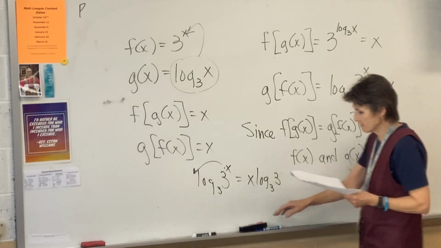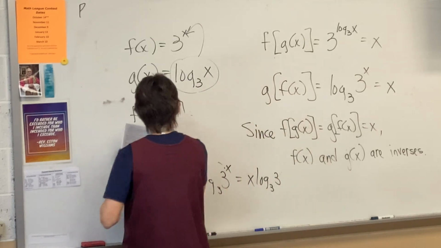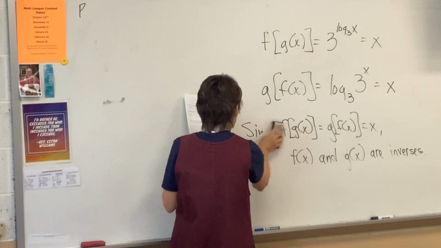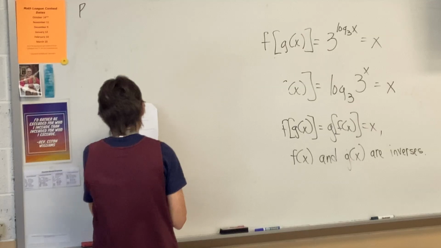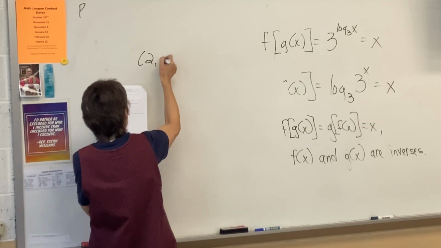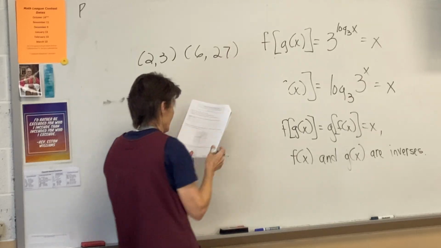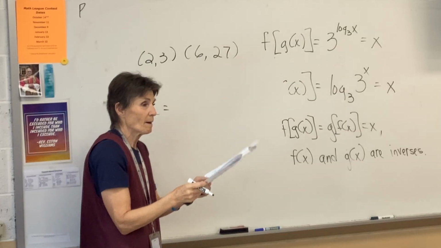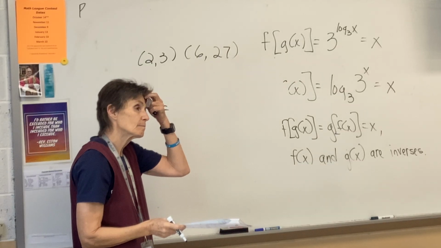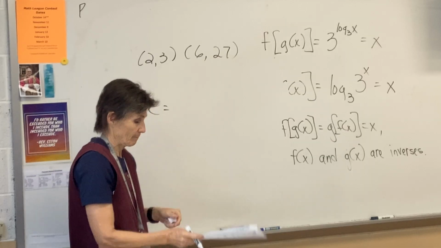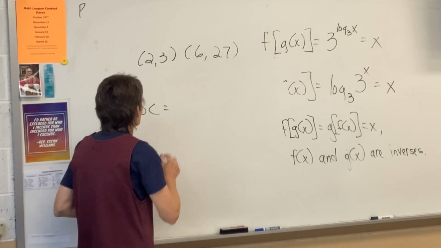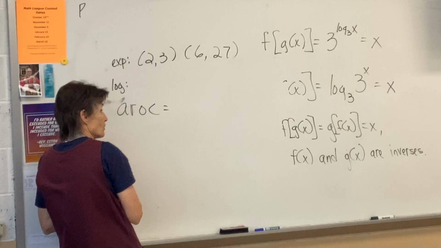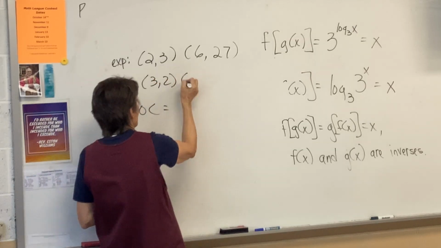All right, and then example 4, Mr. Passwater's trying to get tricky, but I don't think he can get tricky with you. I think you know what's going on here. We have an exponential that contains the points 2, 3, and 6, 27. And you're going to find the average rate of change for the corresponding logarithm. Well, if these are the ordered pairs for the exponential, what are the ordered pairs for the logarithm? 3, 2, and 27, 6.